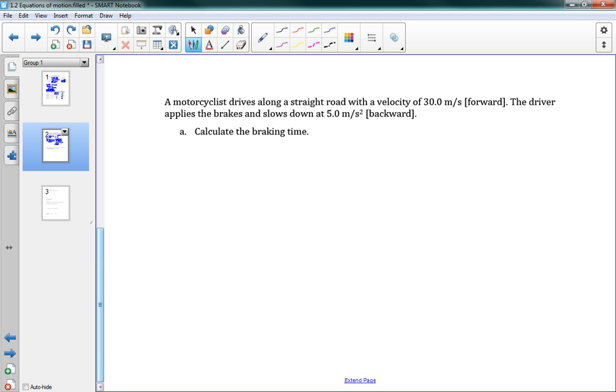It says a motorcyclist drives along a straight road with a velocity of 30 meters per second forward. The driver applies the brakes and slows down at 5 meters per second squared backward. Now we want to calculate the braking time. Okay. Well, first we want to say, what do we know? And I'm going to show you a method that you can use to solve this. It's called the GRESS method.